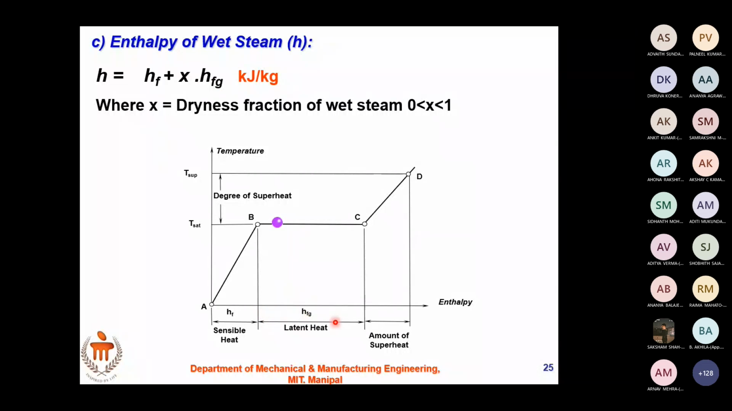The phase here is represented by H suffix FG. It is a mixture of both liquid as well as gas. F is for liquid, G is for gas. Since we have a mixture, HFG. These are the terminologies which are used in your steam tables. That's why we are retaining the same terminologies. Any doubts here?